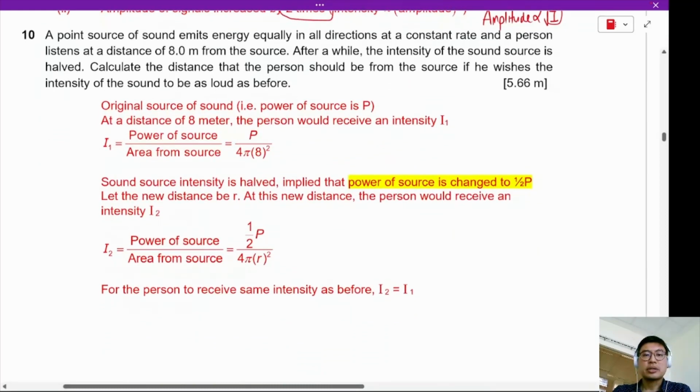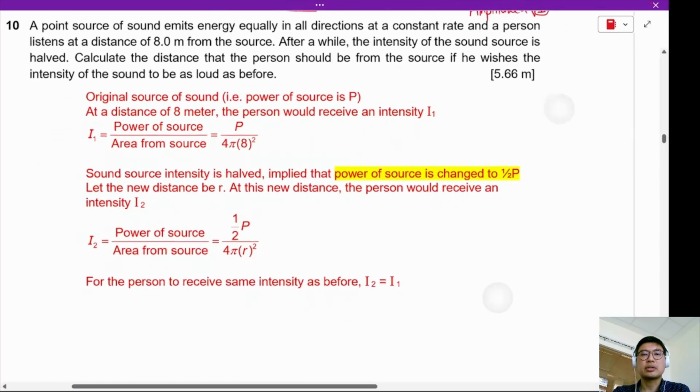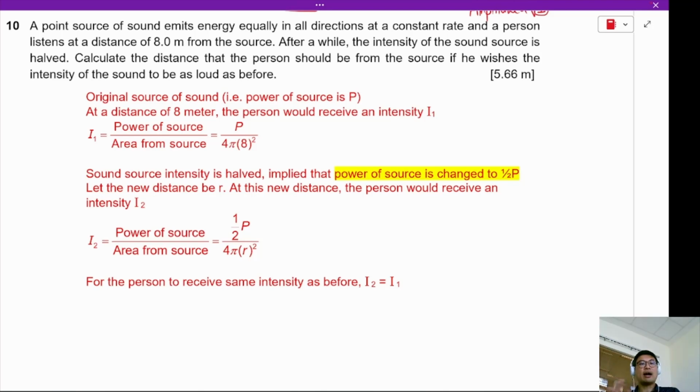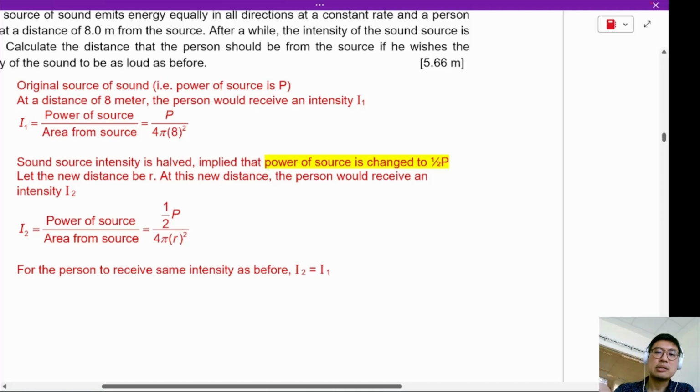Let's take a look at question 10. A point source of sound emits equally in all directions at a constant rate. The person is 8 meters from the source. After a while, the intensity of the source is halved. So you have to calculate the distance that he should be at if he wishes the intensity to be as loud as before. Now let's take a look at the relationship between intensity and distance from the source.